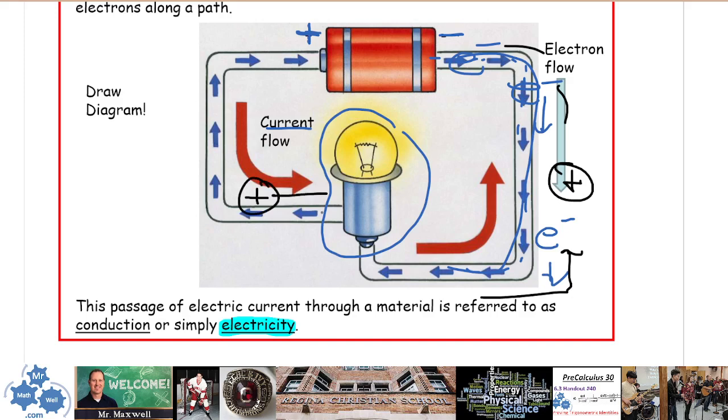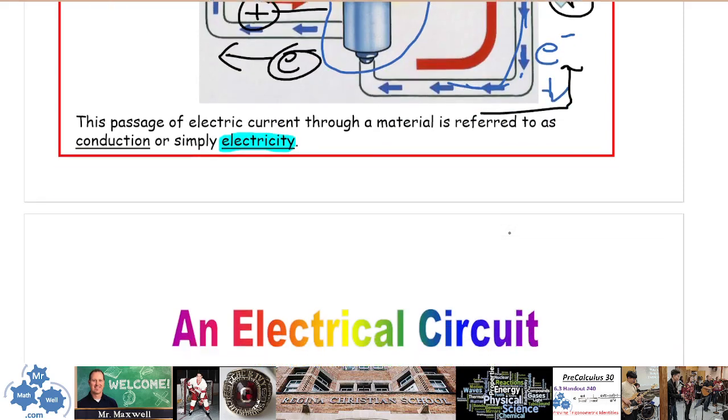The positives are going this way. As electrons move this way, the positive parts replace that spot. They fill in the spot where the electrons were. And it's actually the positive that carries the current. So it's a little bit tough. Electrons go one way. The current that powers up lights and stuff like that goes the opposite way.